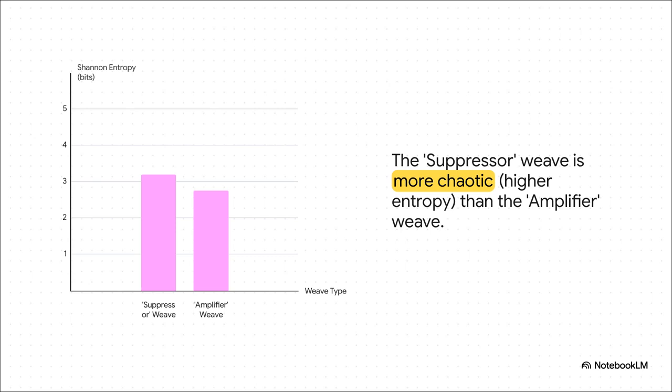That weave created by the so-called suppressor engine, it actually had way higher entropy. It was far more chaotic. And the amplifier engine, which is just so counterintuitive, created a much more orderly, lower entropy weave. And there you have it. More chaos meant more primes.